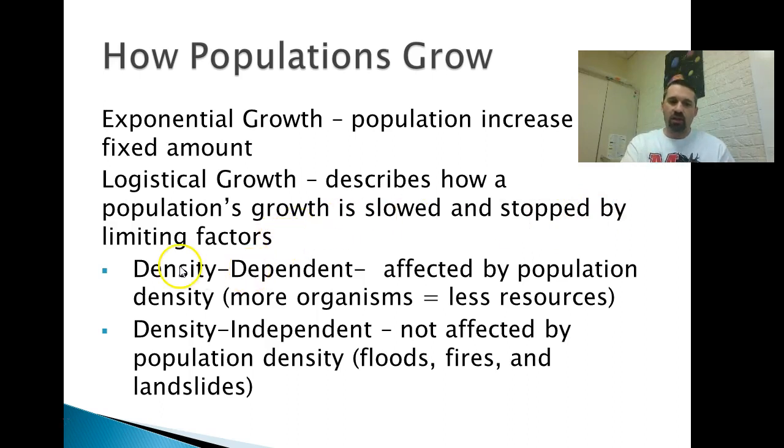And so there's a couple of things. It's either density dependent, so it's affected by the population density, which means the more organisms there are, there's less resources, or it's density independent, which means it's not affected by population density. So these limiting factors would be like floods, fires, and landslides. So my question for you is the grass, when I made the grass a factor, is it density dependent or density independent? What do you guys think?